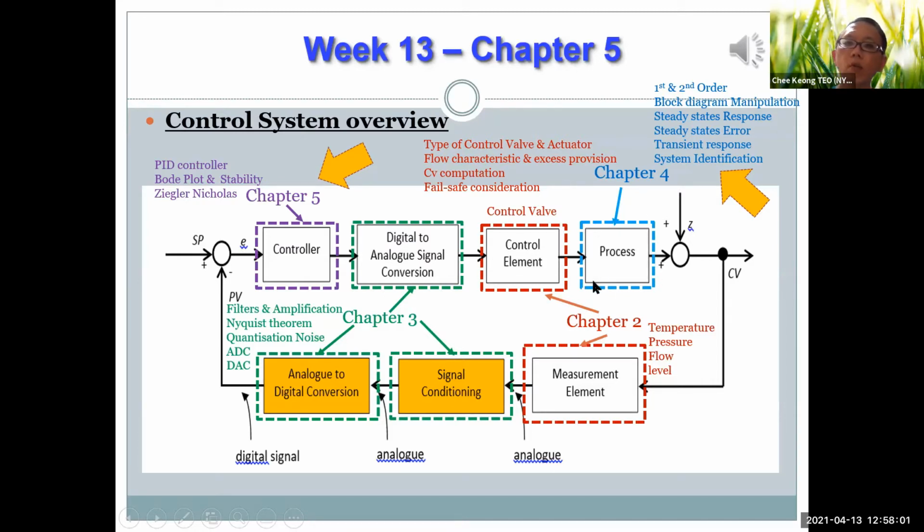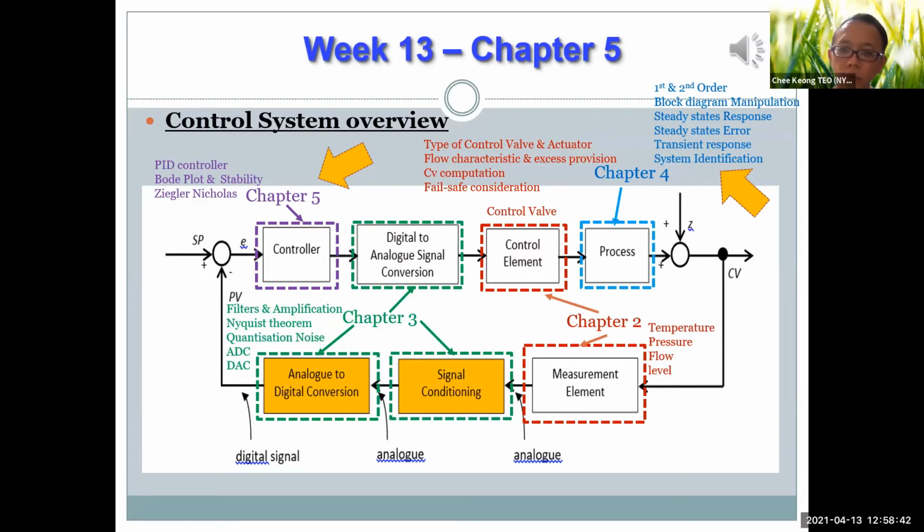In the beginning of chapter 4, we do the block diagram manipulation, where we try to manipulate a very complex system, in fact, in real life, most plants are very complicated. And then we try to simplify it down into one single block, by basically 8 rules, of course, I won't be going through the 8 rules with you right now. And then last week, we just went through the first and second order system response and error.